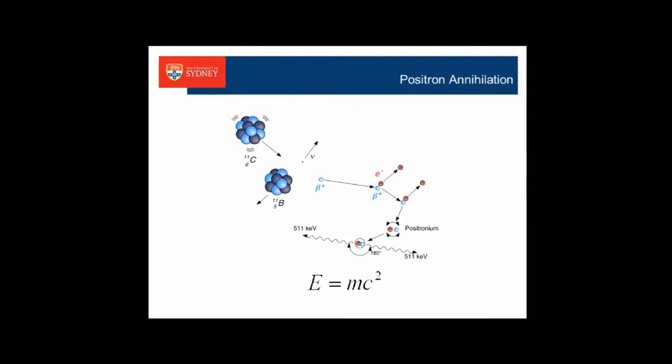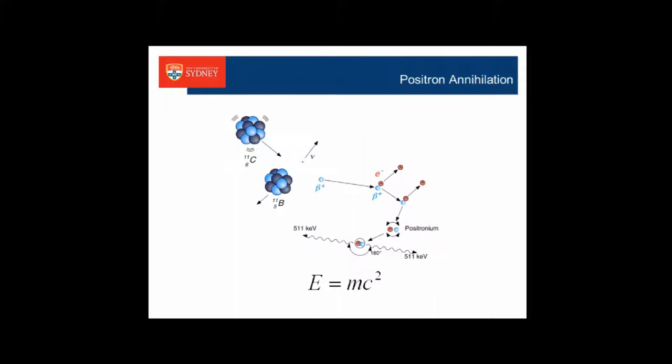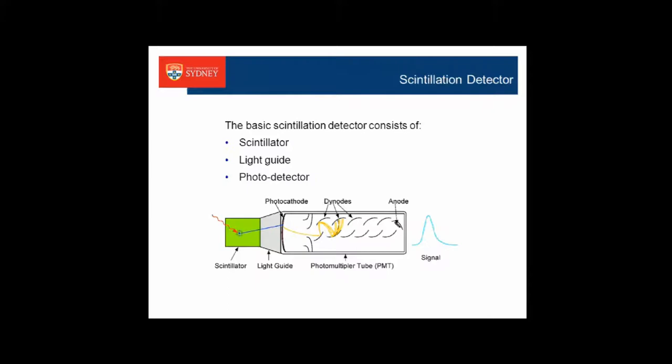So I'm not going to go into detectors in any detail because Dennis will do that. But the basic components of a detector include a scintillator or some device that's able to convert this gamma ray into a measurable signal. And so the most common form of detector uses an inorganic scintillator which converts the gamma ray into visible light, which is detected by a photocathode, which is part of the photomultiplier tube shown here.